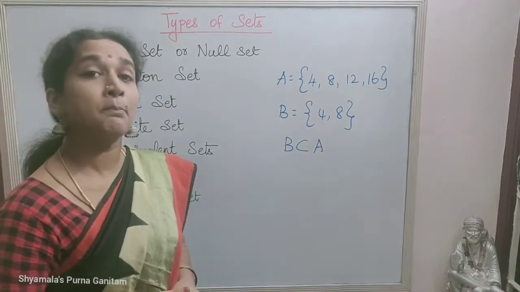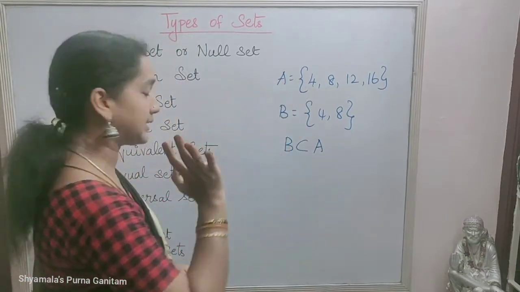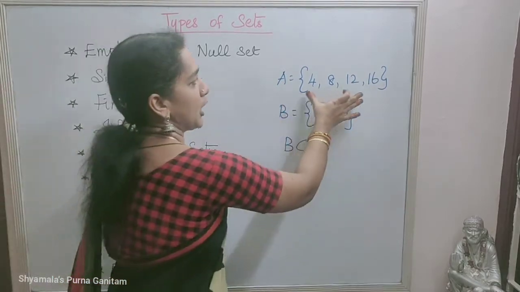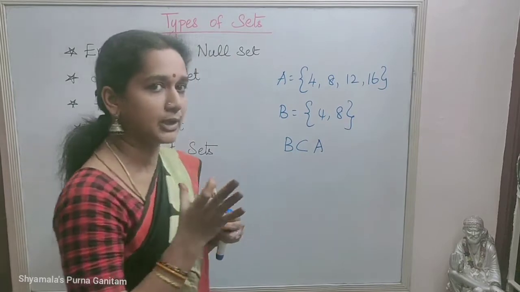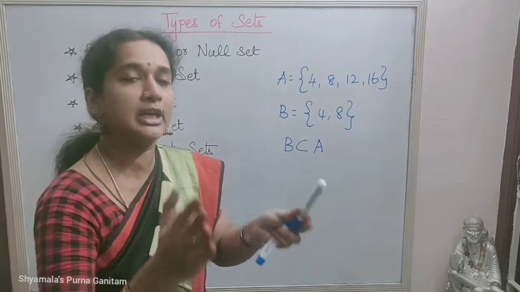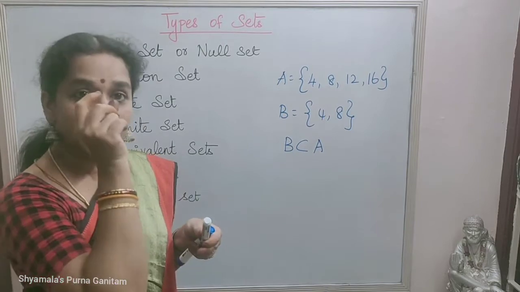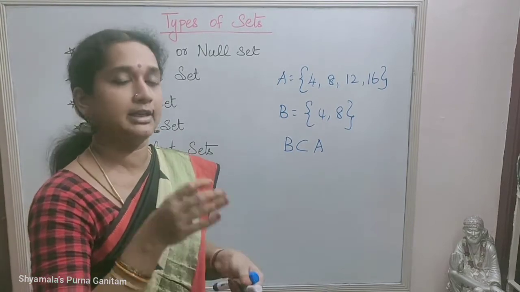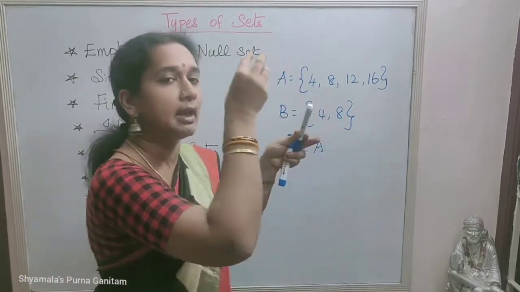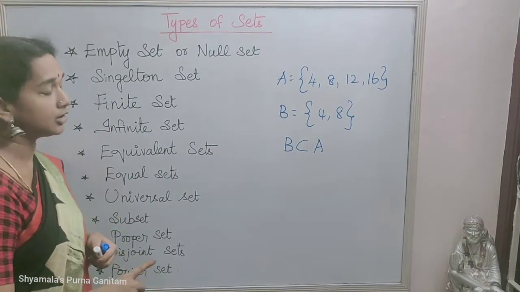Then the next one is proper set. Proper set is somewhat similar to subset. You should have few elements, not the same elements. That is, if you have 4, 8, 12, 16 and all of 4, 8, 12, 16 is there, then it is not a proper set. If you have 4 elements in that set, then 1 alone, 2 alone, you can say it as a proper set. Like that, a part of the elements from a given set, that is called the proper set.